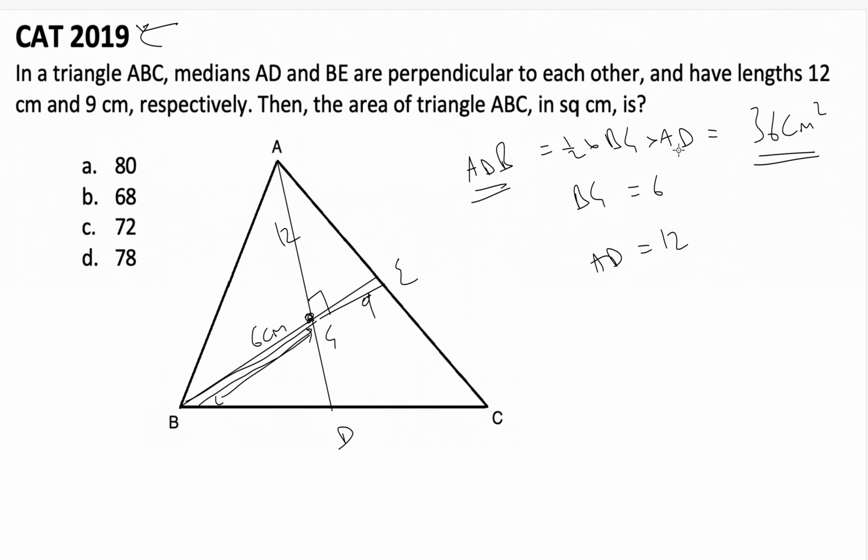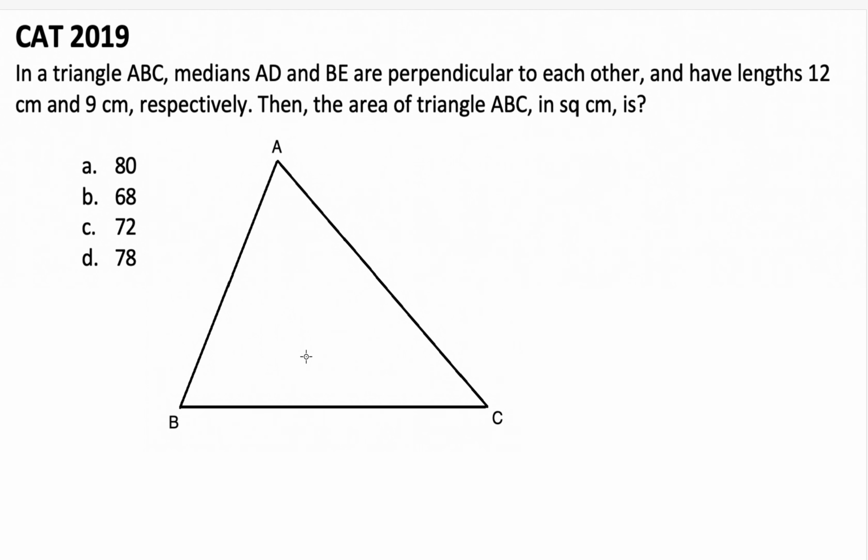Always note the unit of the area. It will be centimeter square. BG is in centimeter, AD in centimeter, centimeter multiplied by centimeter, centimeter square. Okay. What is the answer? Double of this, because ADB is 36, so this is also 36. Answer becomes 72. Let's try to do this by another method.